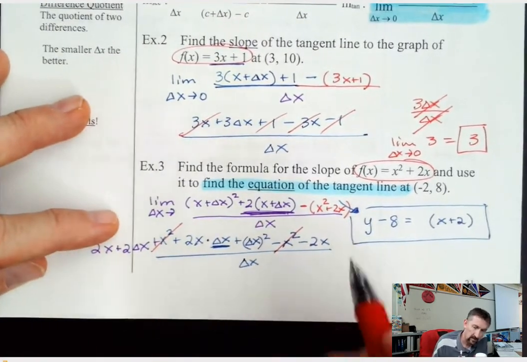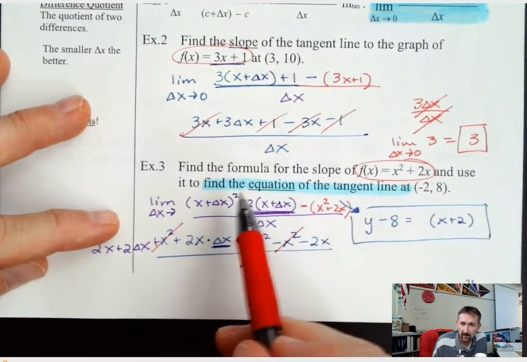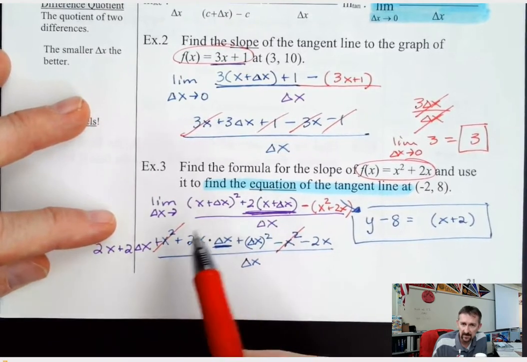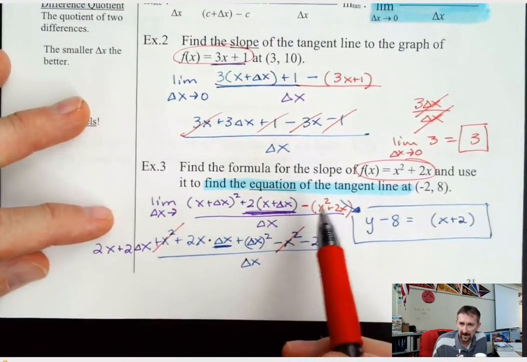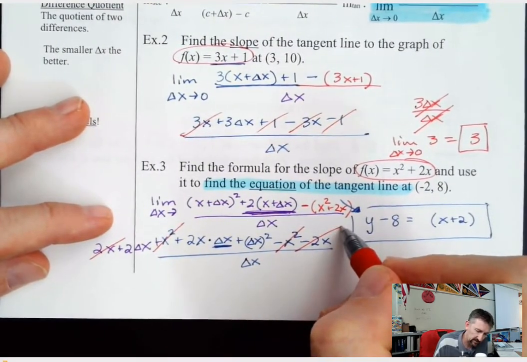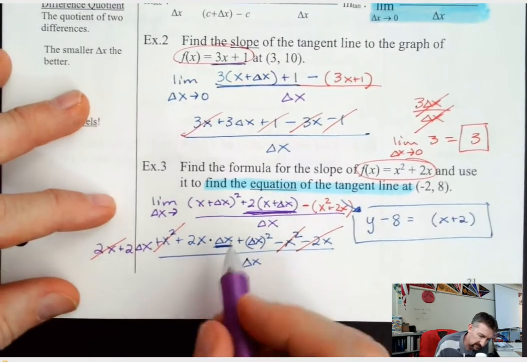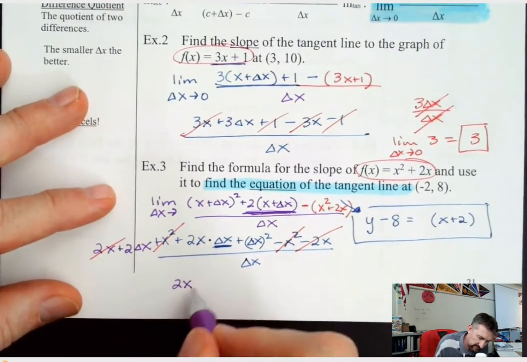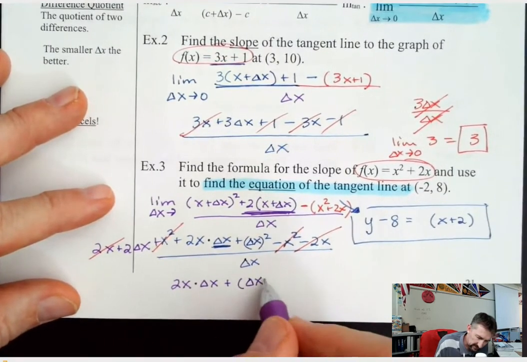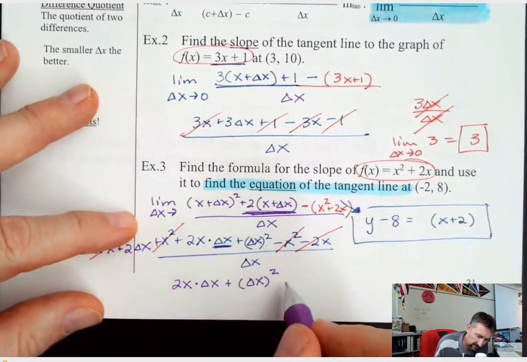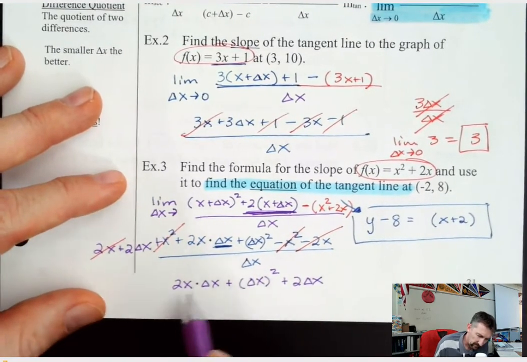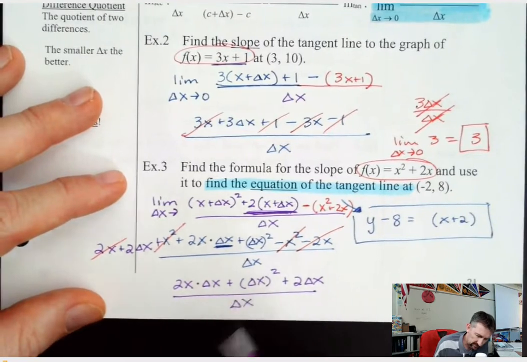Okay? So I skipped over that step right there. This expands to this, distributes to this, and then minus, distribute that negative there. So this 2x is going to cancel out that negative 2x. Now let's group this back up so it looks a little better. So that's 2x times delta x plus delta x squared, and then we would have had plus 2 delta x over delta x. Okay?